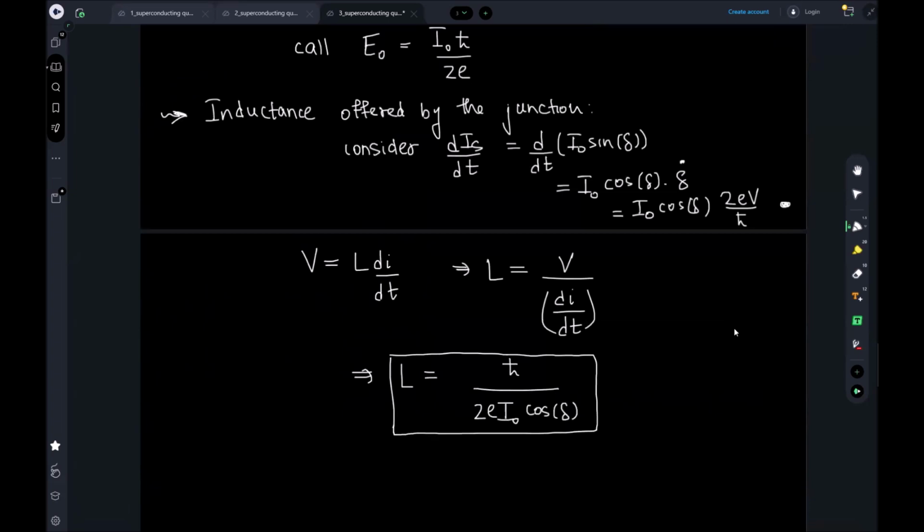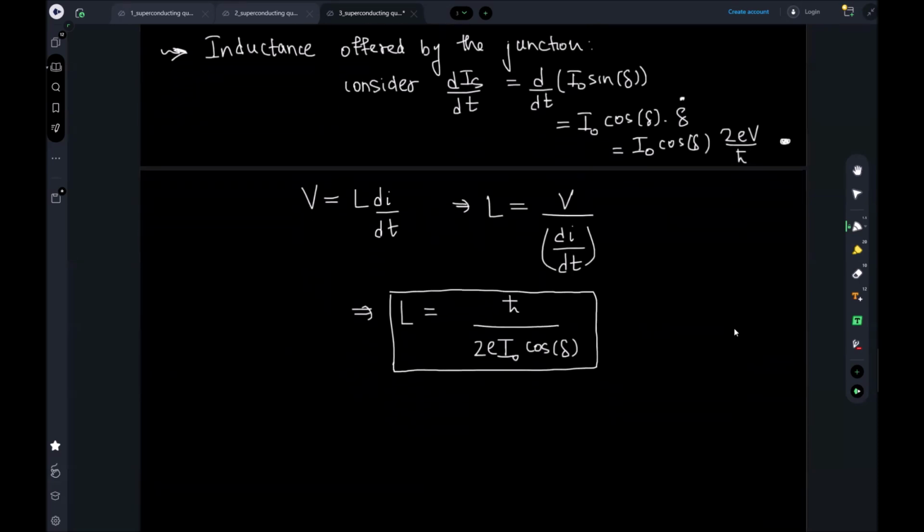Now, I want you to notice that the value of the inductance that is offered by the Josephson junction can indeed be negative, or it can also tend to infinity because there's a cos delta sitting in the denominator. So if cos delta approaches zero, the value of the inductance can approach infinity. And this is the remarkable thing about this circuit element.